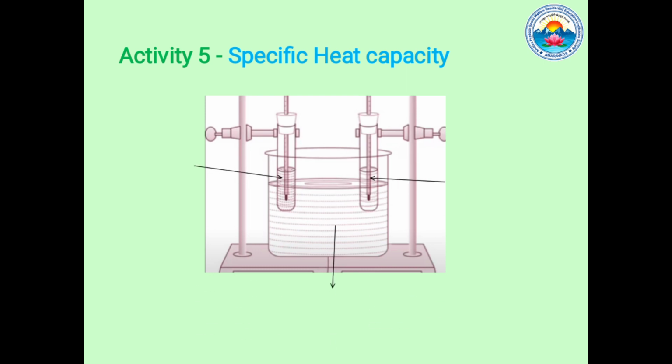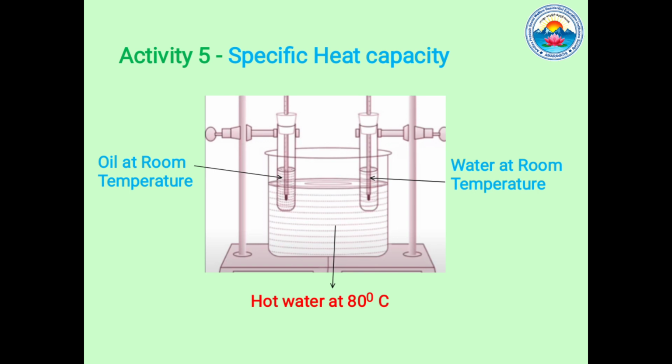Here one figure is there. You have to observe this figure. Take a large jar with water and heat it up to 80 degrees Celsius. Now take two identical boiling test tubes with single-hole corks. One of them is filled with 50 gram of water and the other with 50 gram of oil. The right side tube is filled with 50 gram of water and the left side tube with 50 gram of oil, both at room temperature.